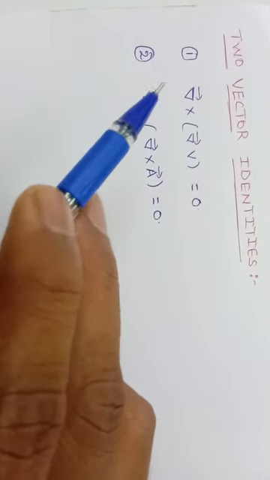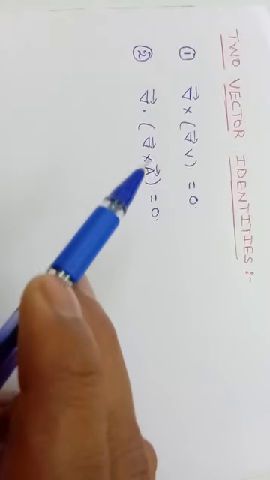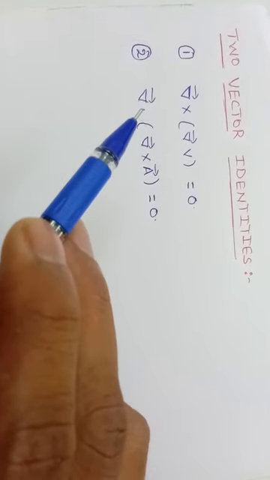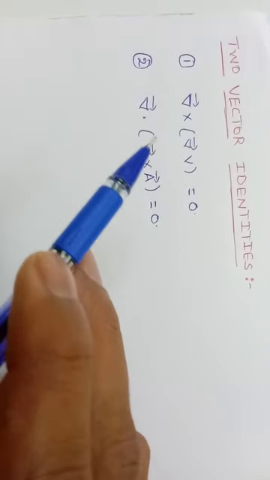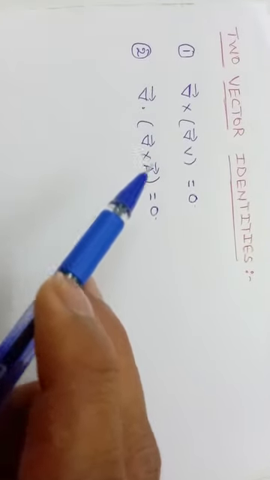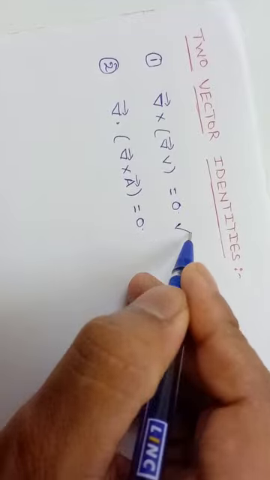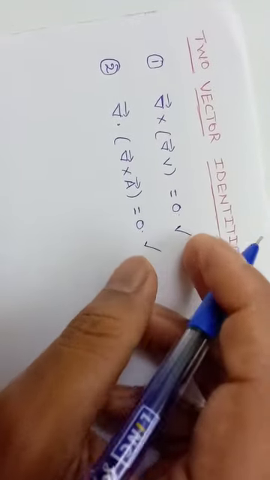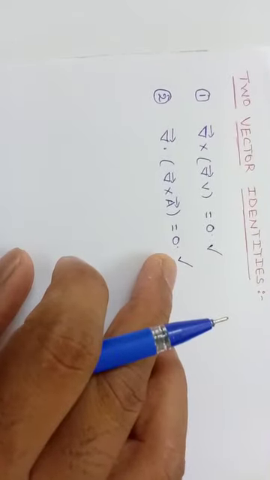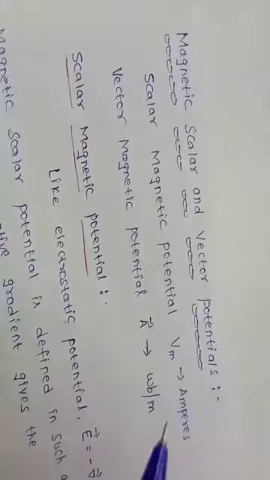Now observe the second vector identity. The divergence of the curl of any vector is equal to 0. Is it clear? These two identities are very important. Why? Because based on these two identities, I am going to discuss the topic of magnetic scalar and vector potential. Are you clear, all of you? Okay, now I am going to discuss the topic magnetic scalar and vector potential.